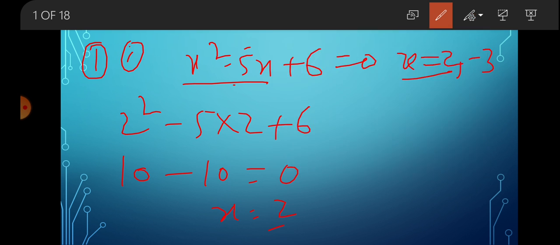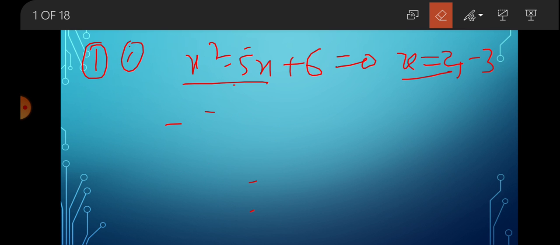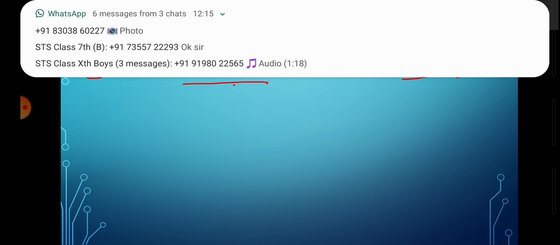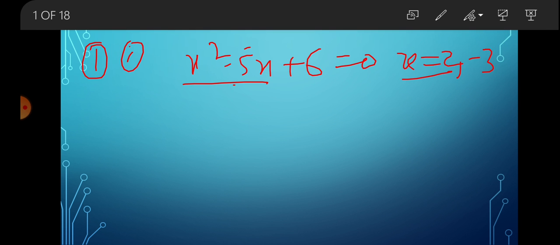Now I will check for x is equal to minus 3. So now I will put x is equal to minus 3.